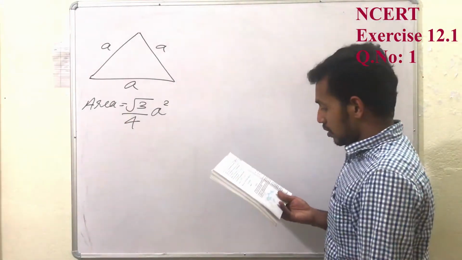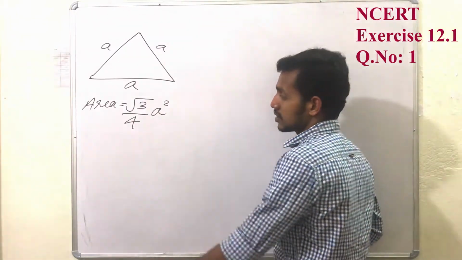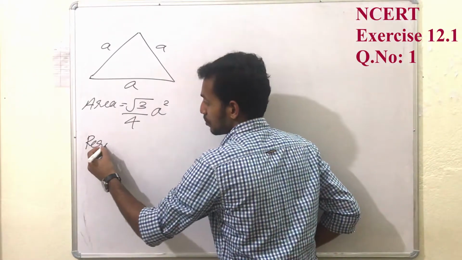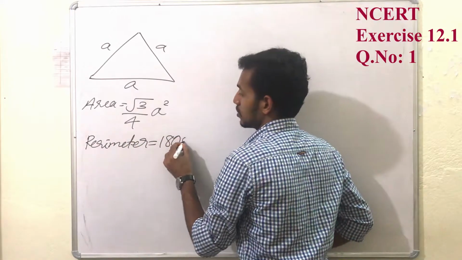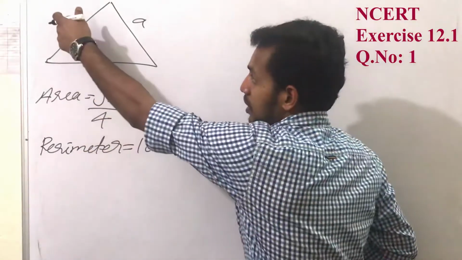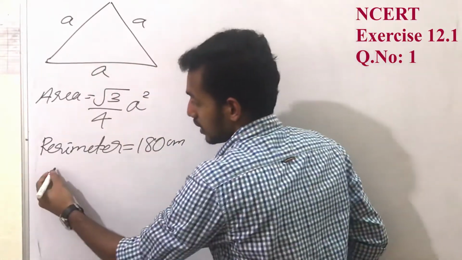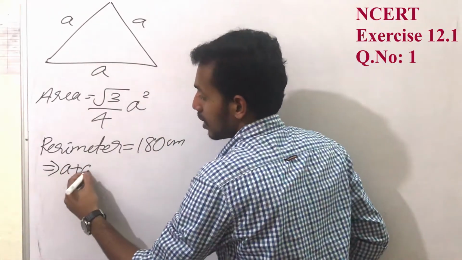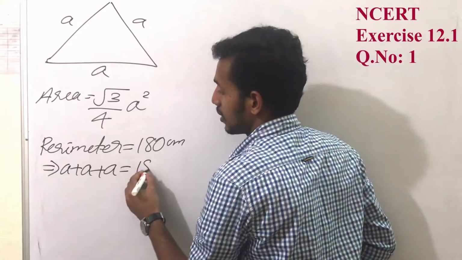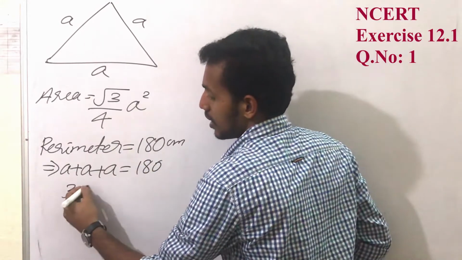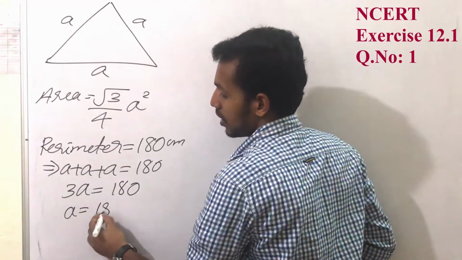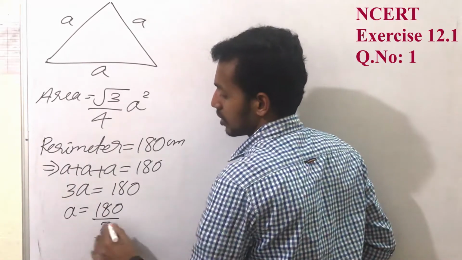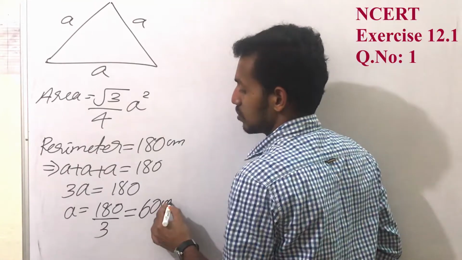Then, if its perimeter is 180 centimeter, perimeter is given. Perimeter is equal to 180 centimeter. What is perimeter? Perimeter is the sum of the sides. That implies a plus a plus a is equal to 180, and 3a is equal to 180, or a is equal to 180 divided by 3, which is equal to 60 centimeter.